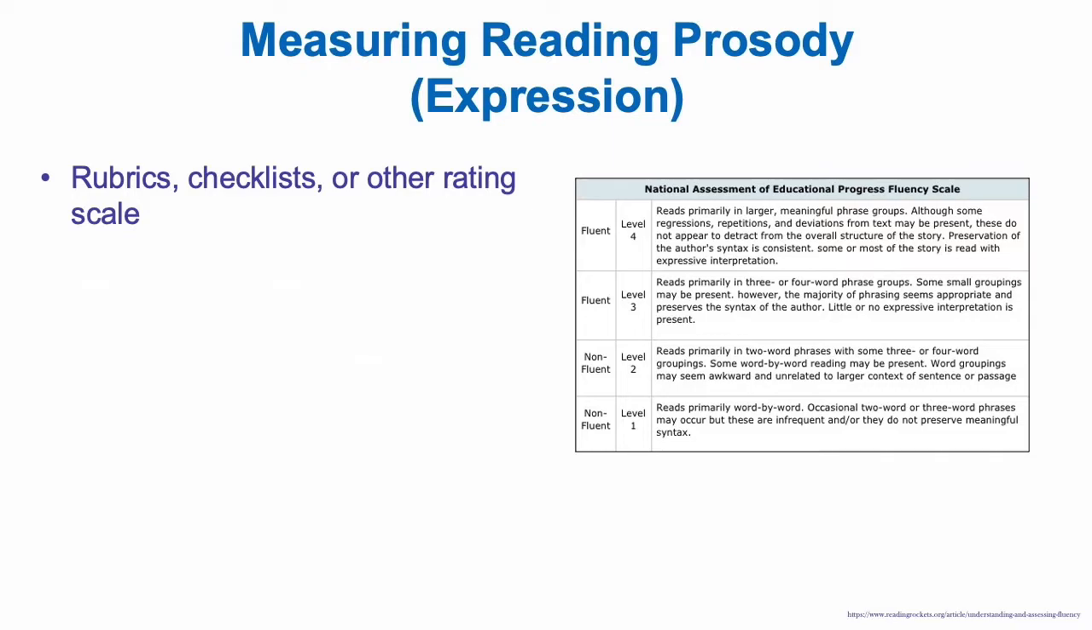We'll come back to accuracy and rate shortly, but first let's talk about measuring prosody or expression. To evaluate this component, teachers use subjective ratings like checklists, rubrics, or rating scales. Here's one example from the National Assessment of Educational Progress. These tools may be highly detailed or not. This example is not very detailed, but could be used very quickly.